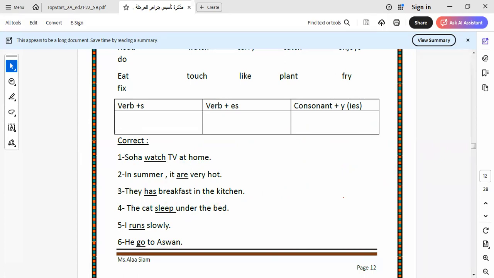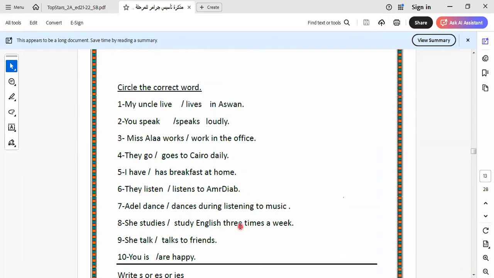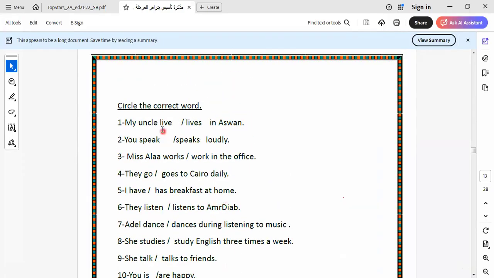Let's go to another one here. Correct the verbs. We have 10 sentences. I will answer 5, and I will leave the rest for you to do by yourself. Okay, let's do it together.